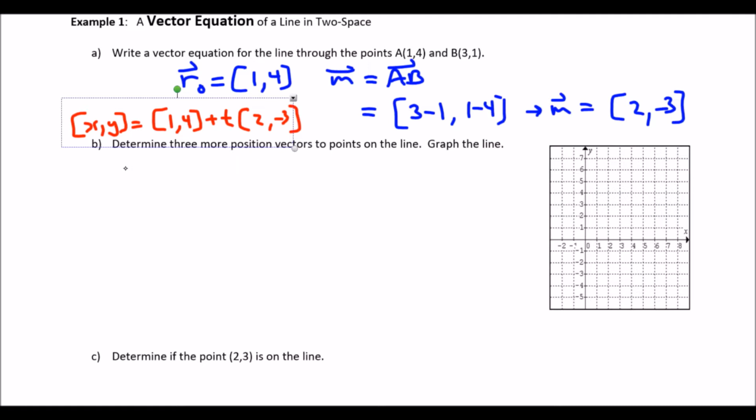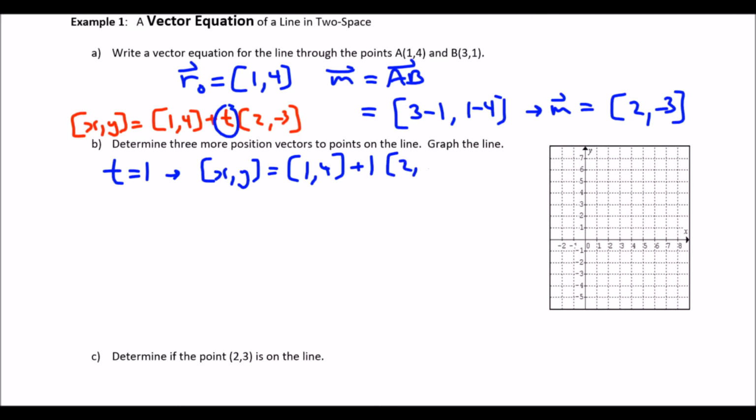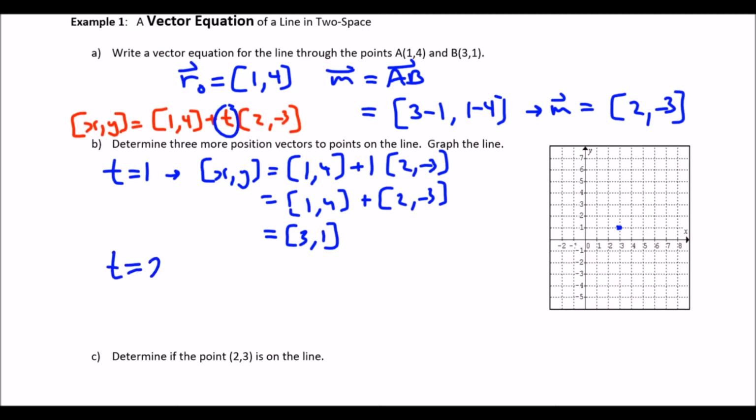So here, I'm going to choose any value that I want for t. Let's do an easy one. Let's do t equals 1. Then I have (x, y) = (1, 4) + 1(2, -3). That's really (1, 4) + (2, -3), and I just add up the coordinates. 1 plus 2 is 3. Next, 4 plus negative 3 is 1. So I've got the point (3, 1) right there.